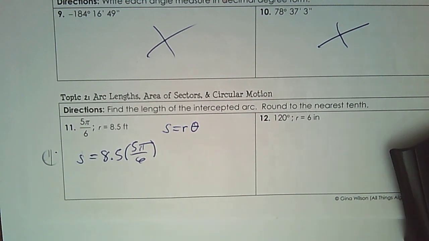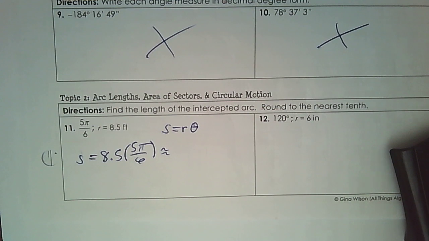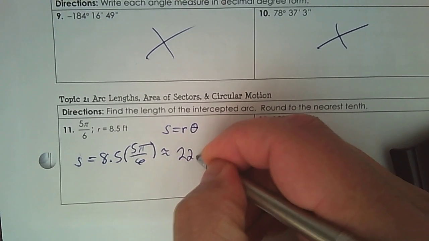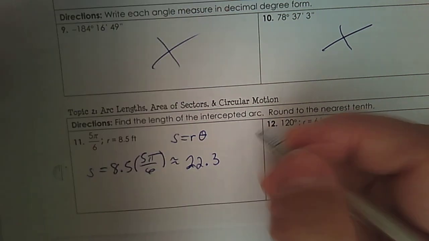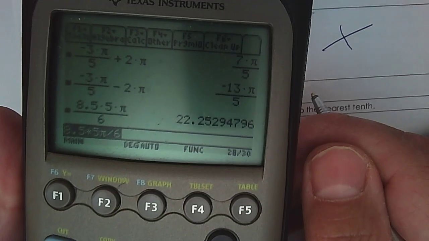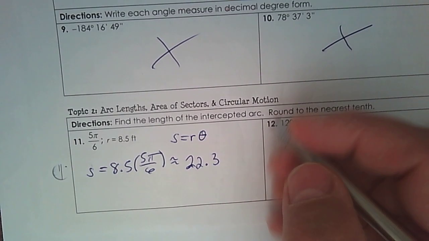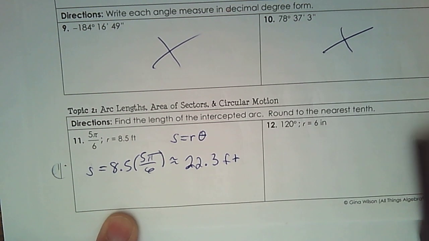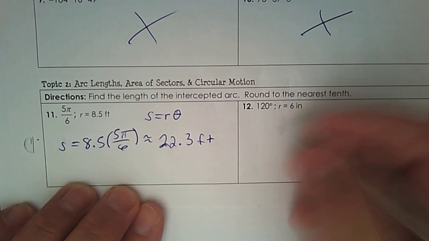Diamond enter. It says round to the nearest tenth, so 1 decimal. If I do that correctly, it's 22.3, and it's feet. Done.